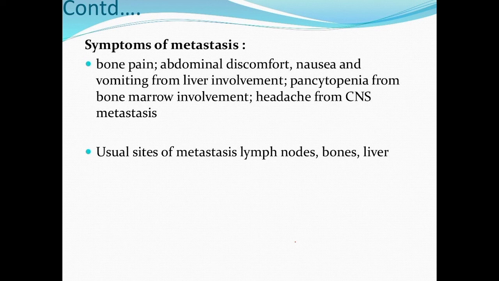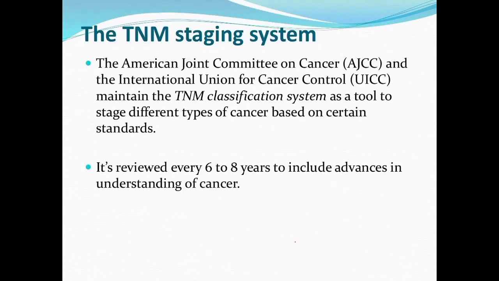And headache from CNS metastasis, meaning if the cancerous cells spread from the primary tumor into the CNS, the main symptom will be headache. Usual sites of metastasis: lymph nodes, bone, and liver. This means the cells metastasize to other sides of the body through lymph node, bone, and liver.